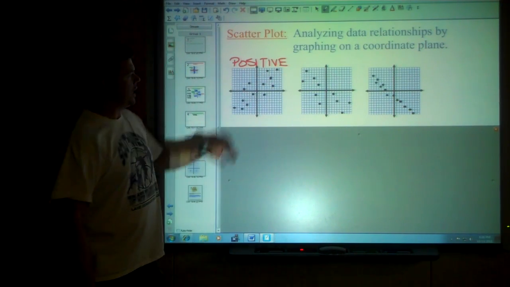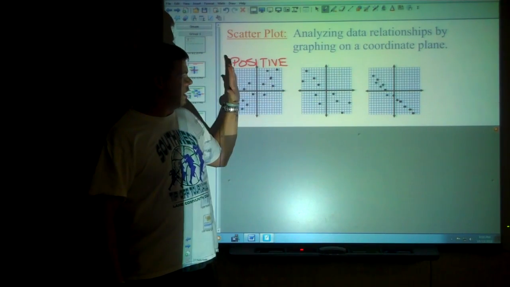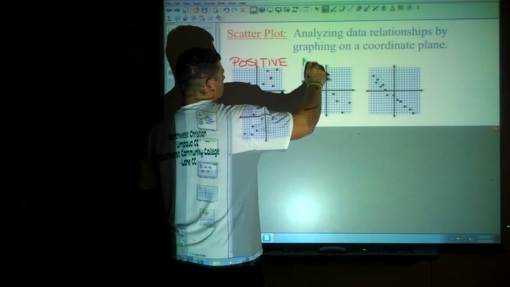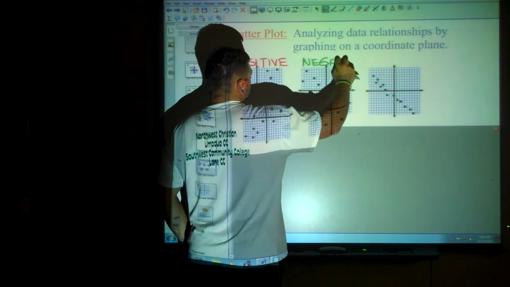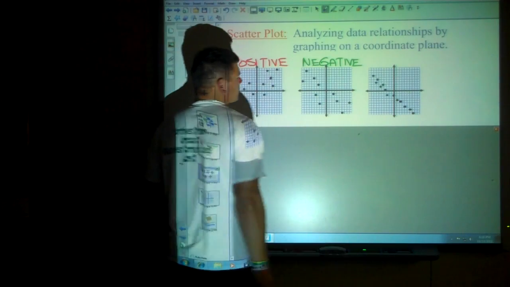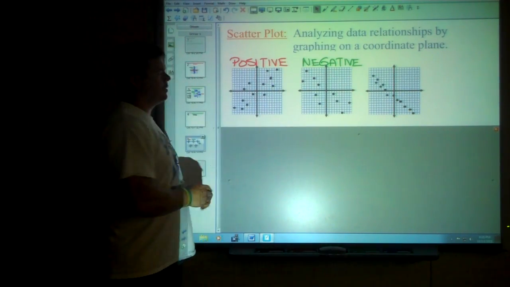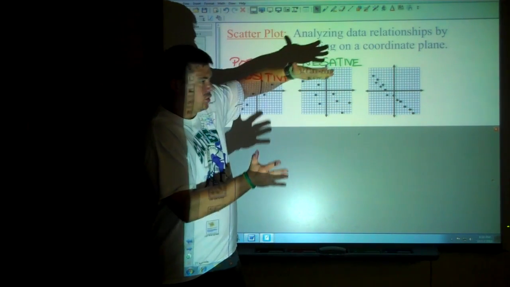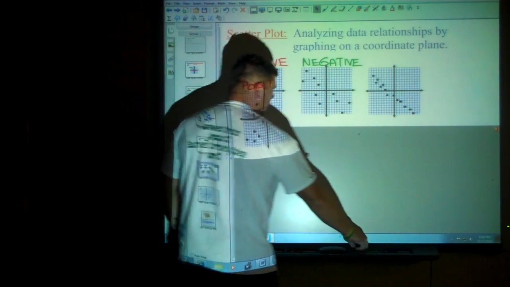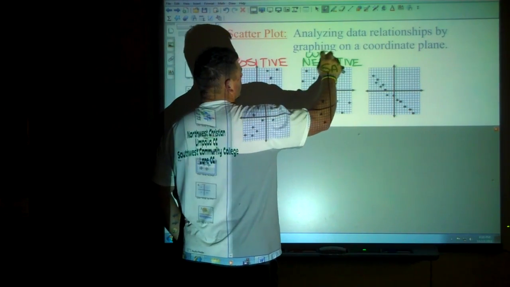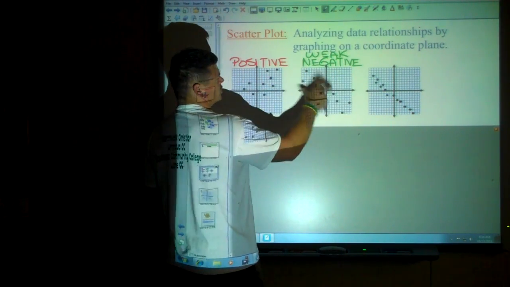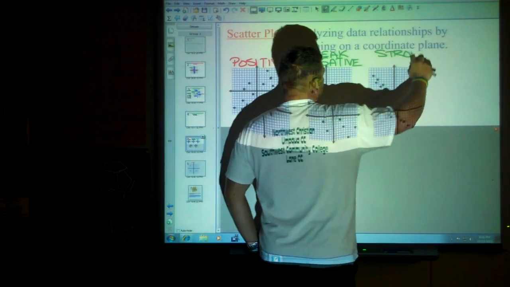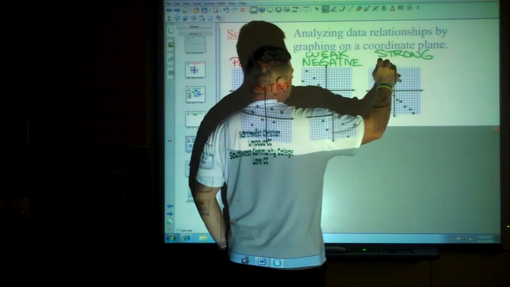All right, the second one, as you look at it, seems like it's going down as you look at it from the left side to the right side. So that looks like it would maybe be a little bit more negative. Now the next one is also negative, but what's the difference between the two negatives? This one's a little more scattered, that one's getting closer to becoming a line. So we might say that this is weak negative because the dots are more spread out. And we might say that this is strong negative because the dots are closer together.